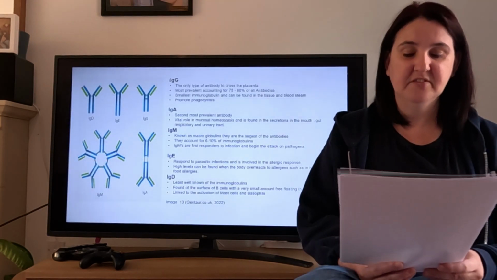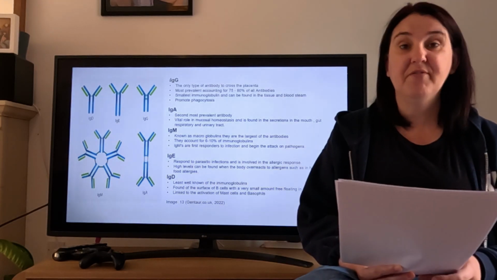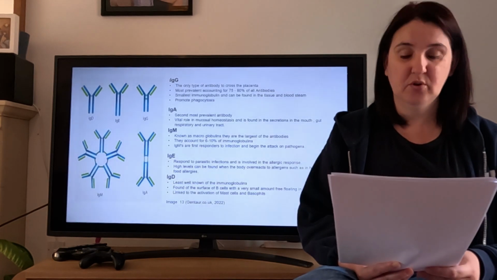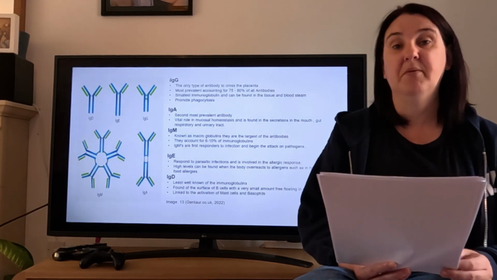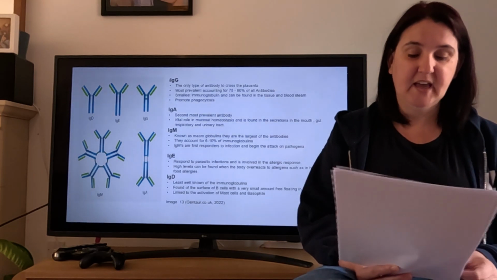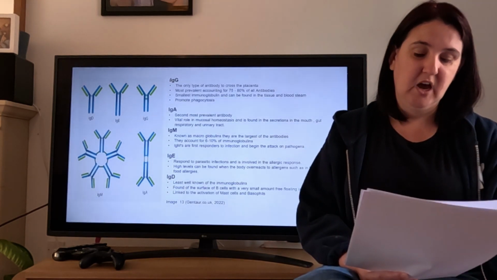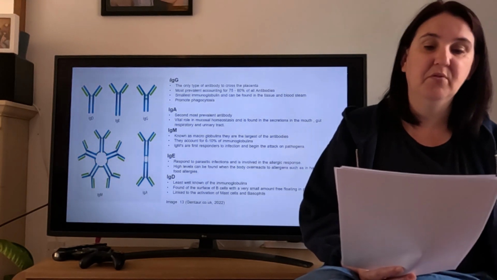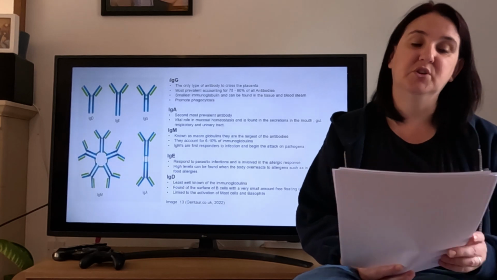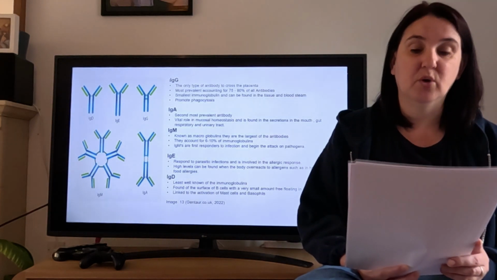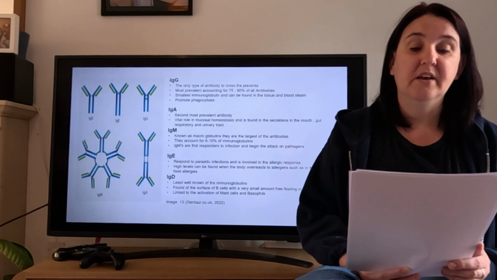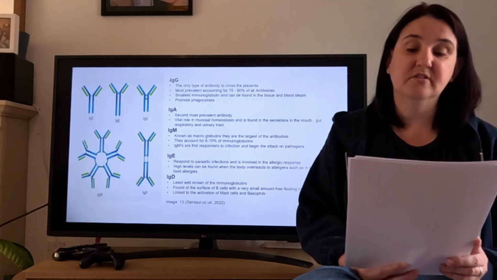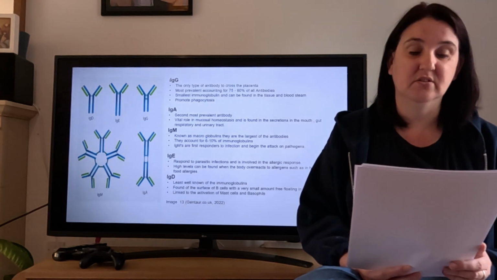IgG is the only type of antibody to cross the placenta and the most prevalent, accounting for 75 to 80% of all antibodies. It is the smallest immunoglobulin and can be found in the tissue and bloodstream and promotes phagocytosis. IgA, the second most prevalent antibody, is vital in the role of mucosal homeostasis and is found in the secretions of the mouth, the gut, respiratory and urinary tracts. IgM, known as macroglobulins, are the largest of the antibodies. They account for 6 to 10% of immunoglobulins. IgMs are the first responders to infection and begin the attack on pathogens.